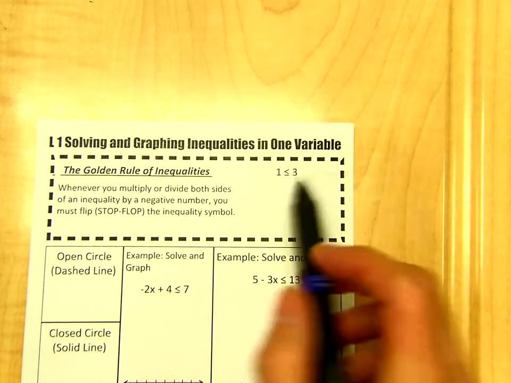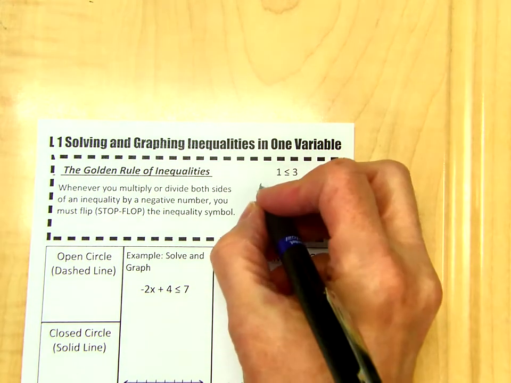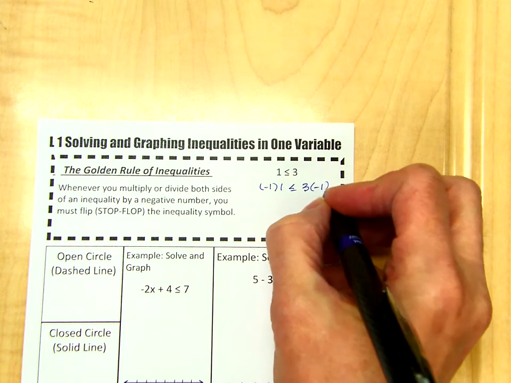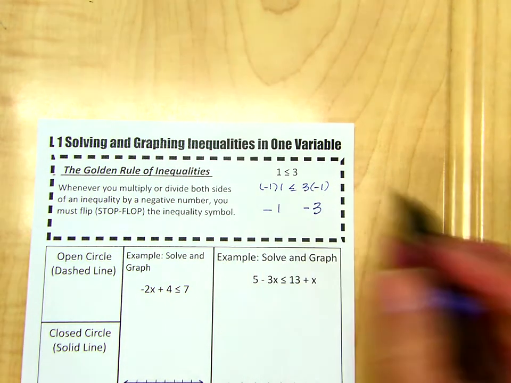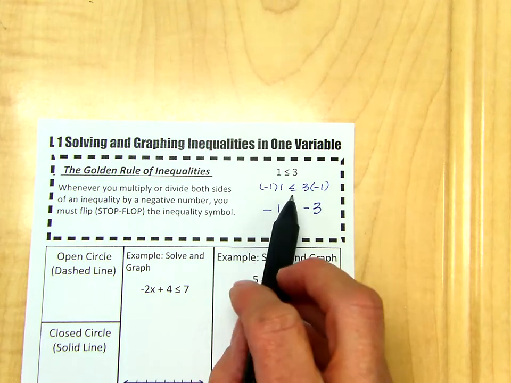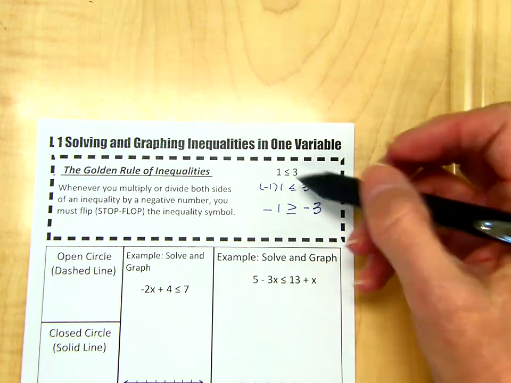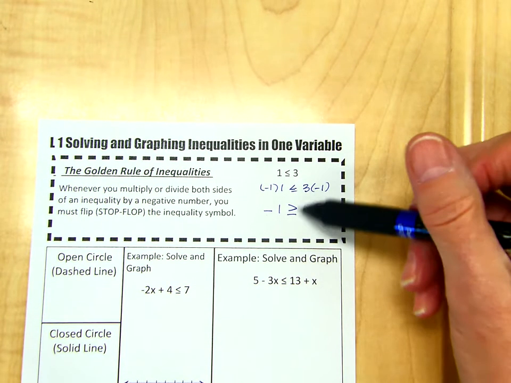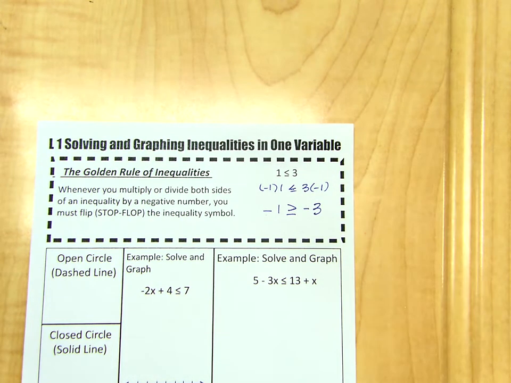So we have this inequality here, 1 is less than or equal to 3. That is a true statement. But if I multiply both sides by -1, I end up with -1 and -3, but -1 is not smaller than -3. It is in fact larger. So if you change the sign of each side, then the relationship has changed and you need to change the inequality symbol as well.